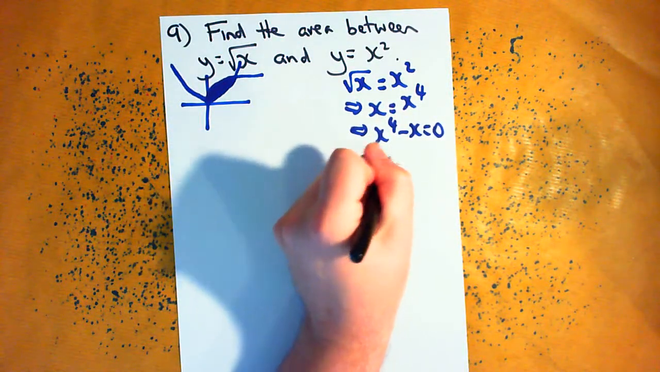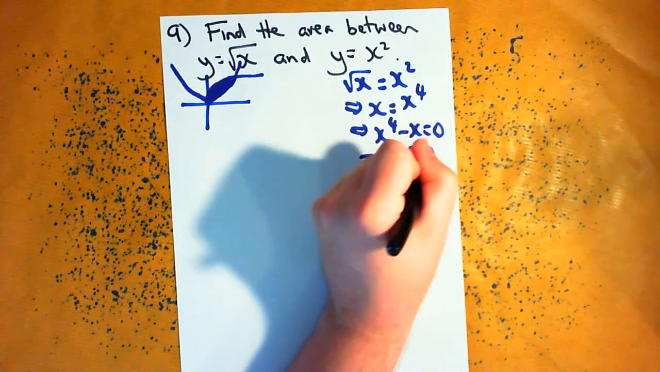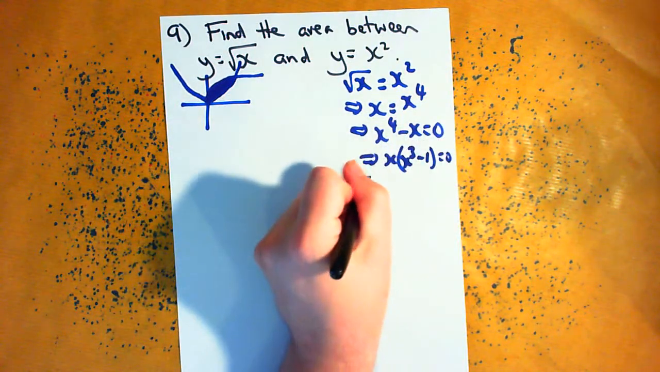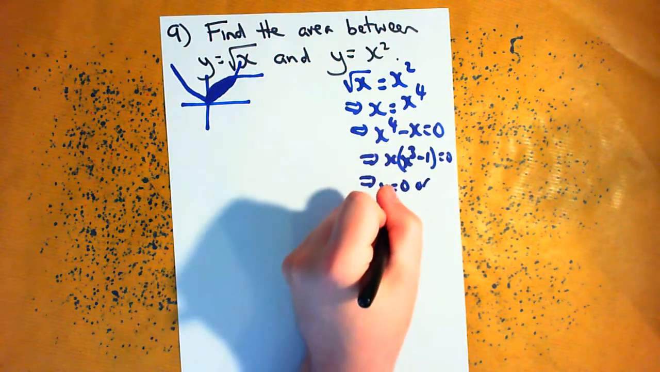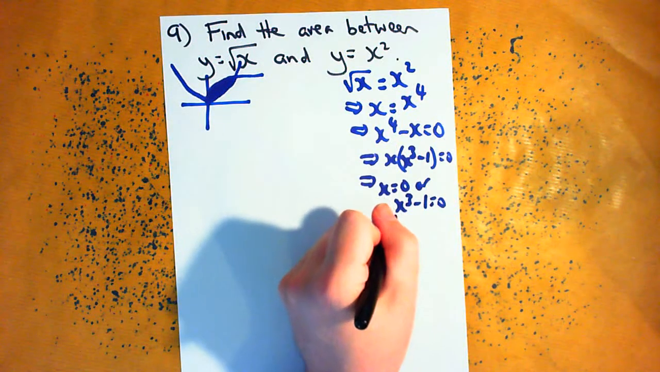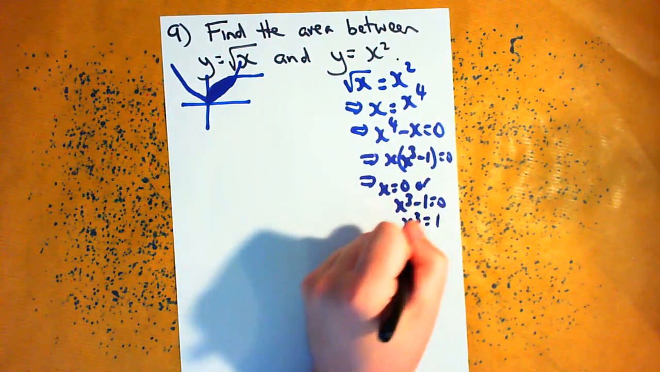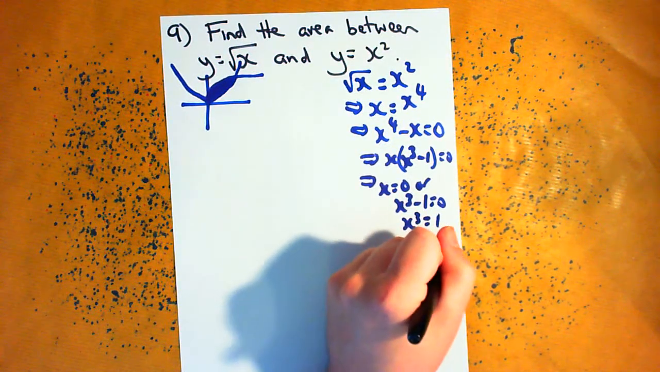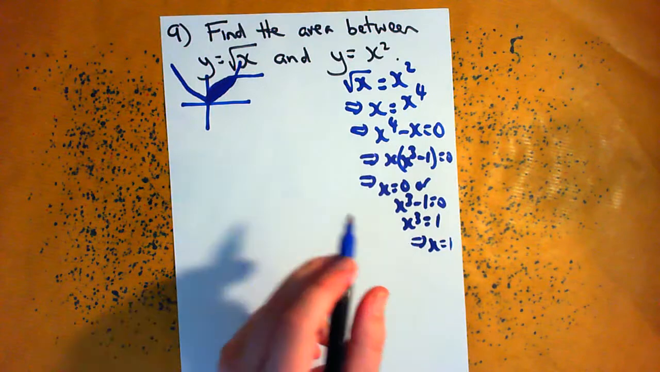So if we take out x as a common factor, we get x times x cubed minus 1 equals 0, which tells us that either x equals 0 or x to the power of 3 minus 1 equals 0. And if x to the 3 minus 1 equals 0, then x to the 3 equals 1, which would be x equals 1. So our solutions are 0 and 1.